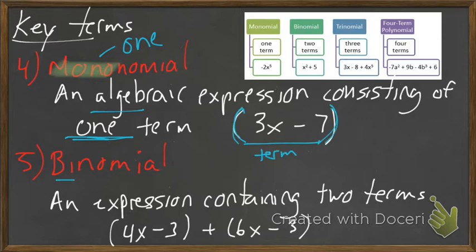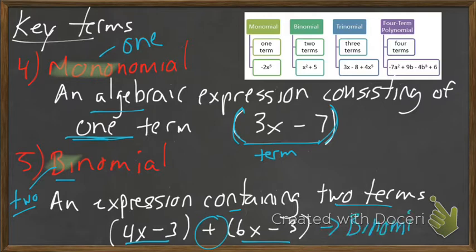A binomial, keyword being bi. Bi means 2. So an expression containing 2 terms. So 4x subtract 3 and 6x subtract 3 as well. These 2 terms are being added together, therefore this is a binomial. Forgive me if the hand is in the way of that, but I'm saying it as I'm underlining it, binomial.